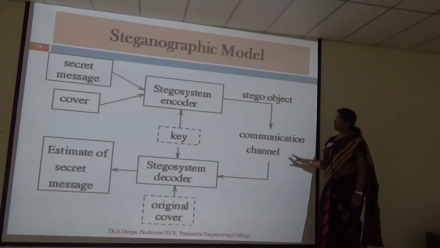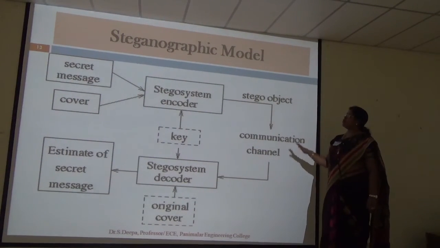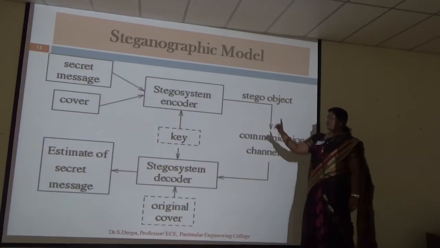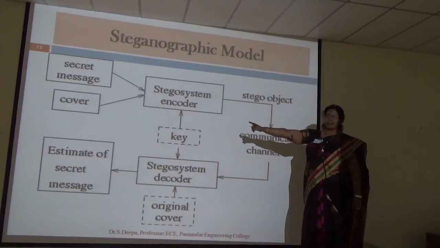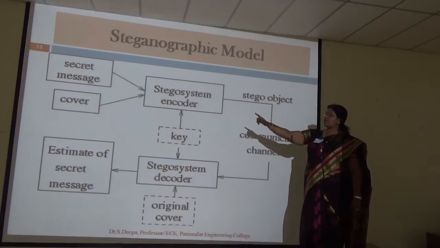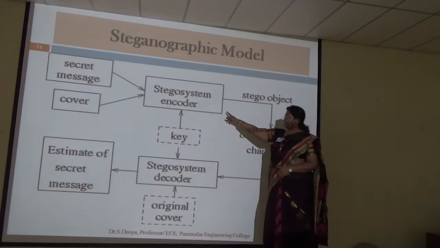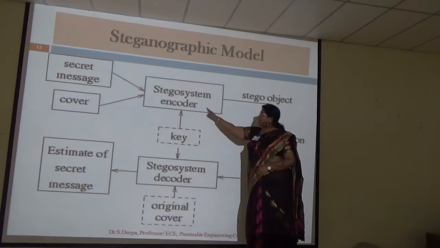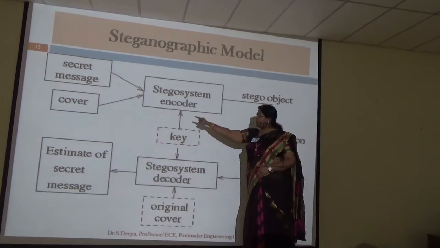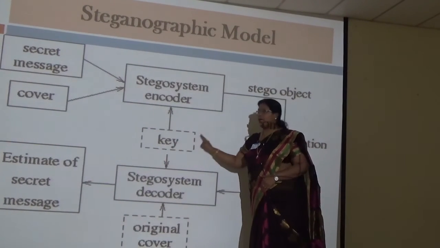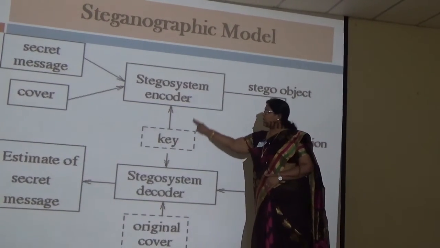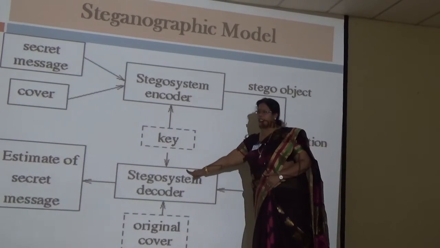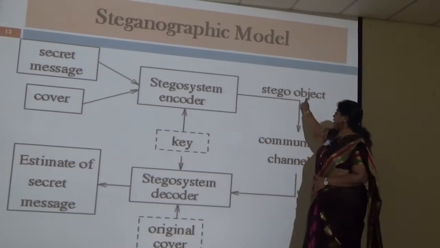So this shows a general block diagram for steganography. We have a secret message and we have a cover. This secret message and the cover will be given to the stego system encoder with the key. The process of embedding the secret message into my cover will be done with the help of my key. This key will be known to the encoder as well as to the decoder. So I will be getting my stego object.